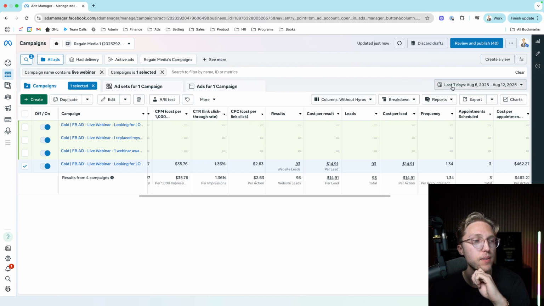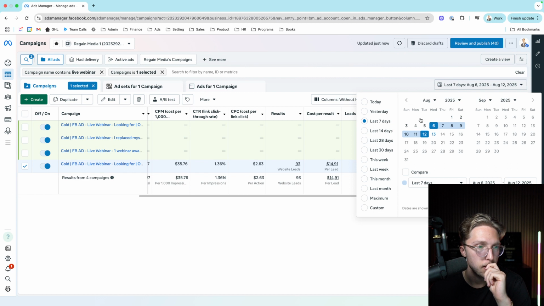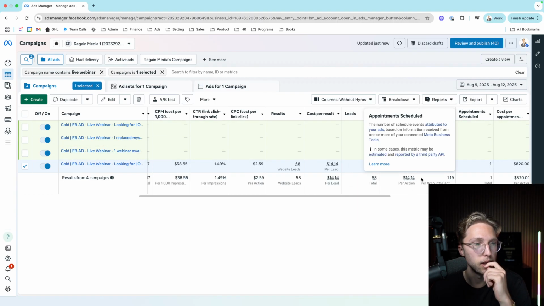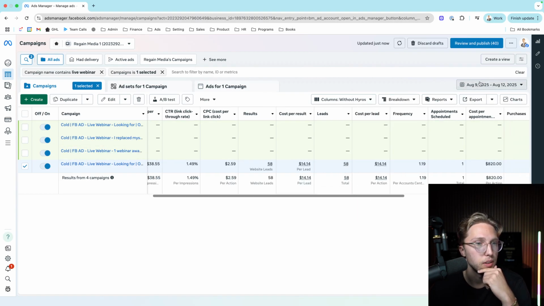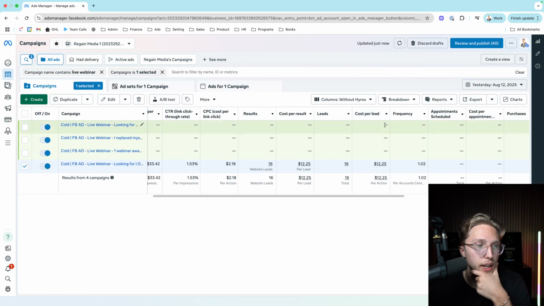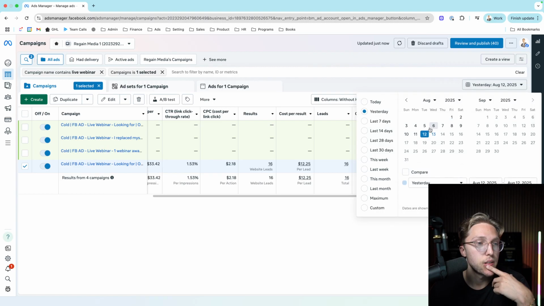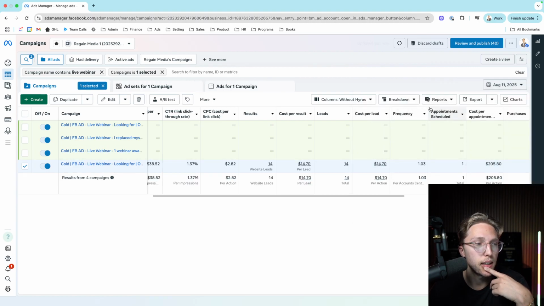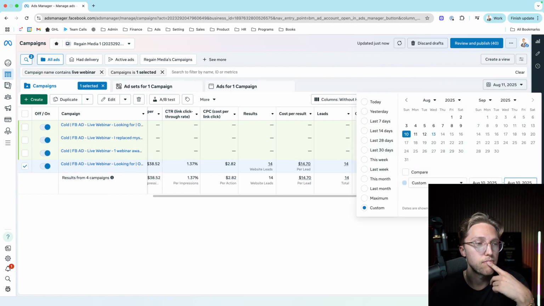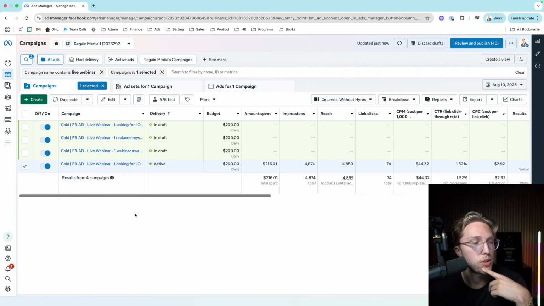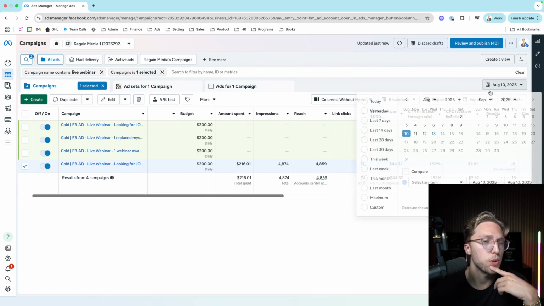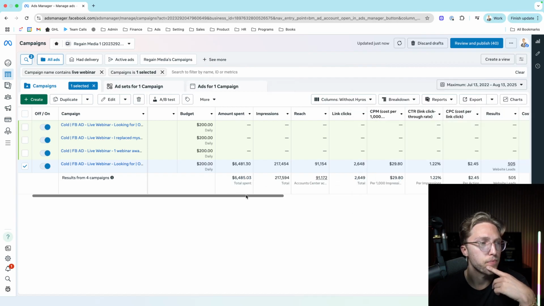Last 7 days. Out of KPI. $15. Last 4 days, got a little bit better. Yesterday, close to KPI. Interesting. What about that day? How much are we spending on those? $200. How much did we spend total? $6 grand.